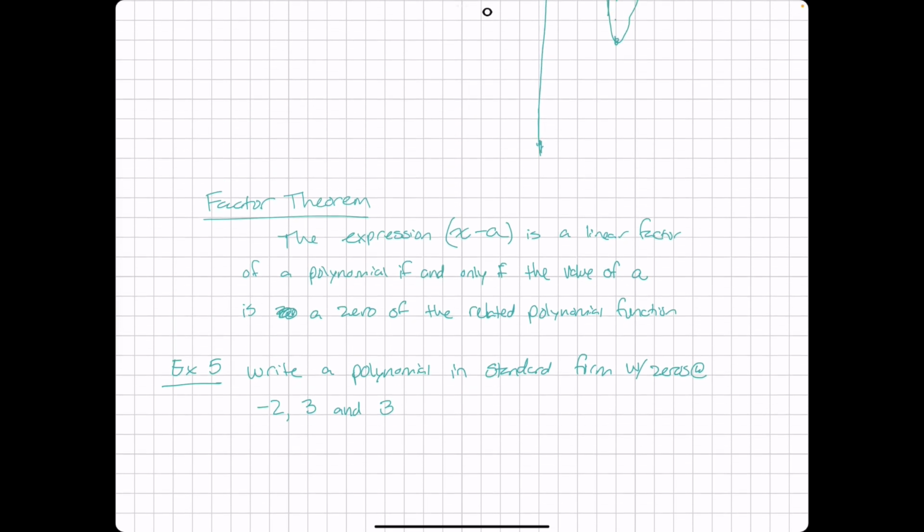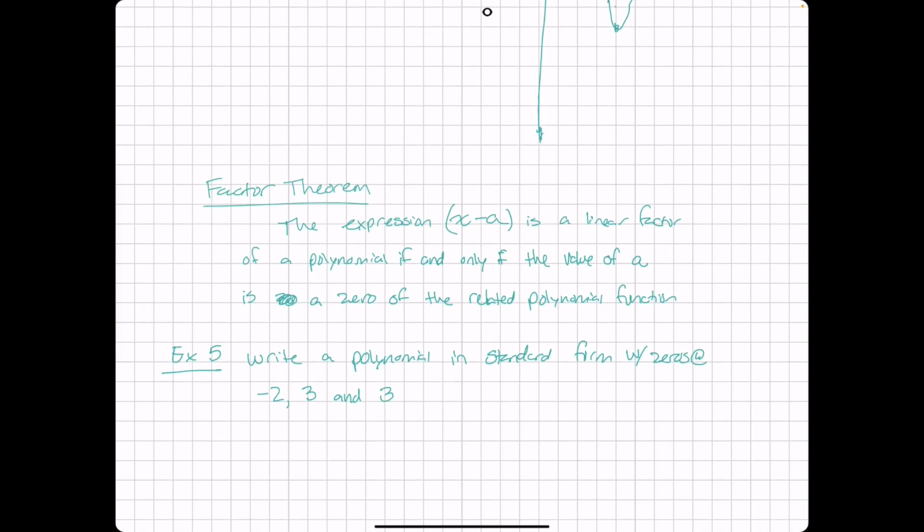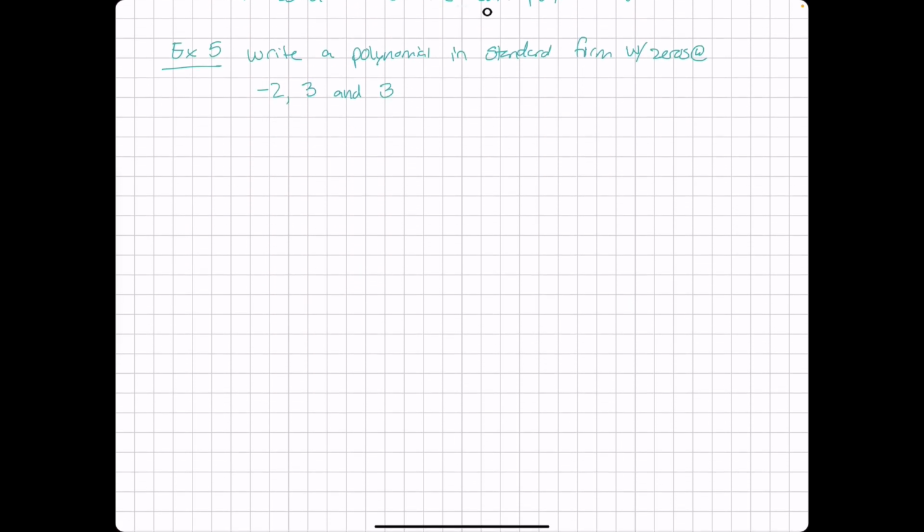So remember where we got those zeros from? This part here. We had a 0 at 2. Well, look at the factor that it came from. It was x minus 2, right? So you just switch the opposite sign. So I'm giving you the zeros. I want to know what's the factor, okay? So negative 2 would translate to what? Positive 2? Okay, so x plus 2. And then the 3 would be x minus 3, right? And same thing with the second 3, x minus 3.